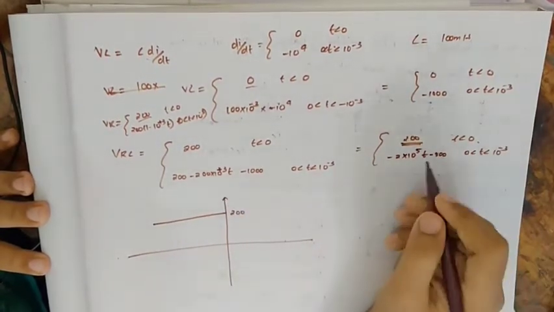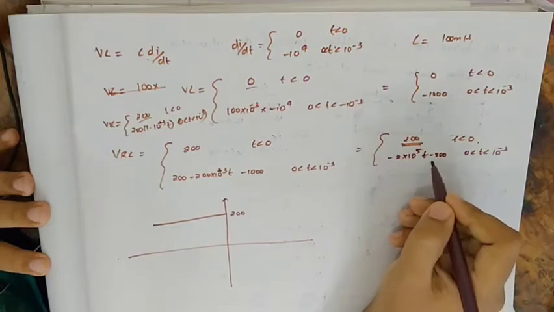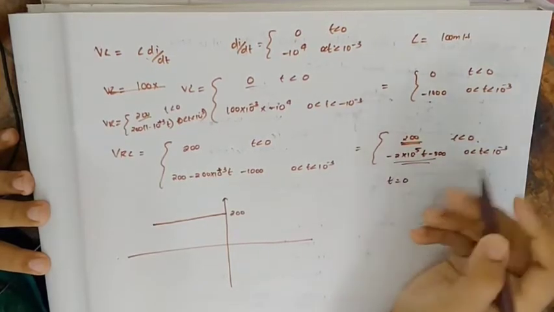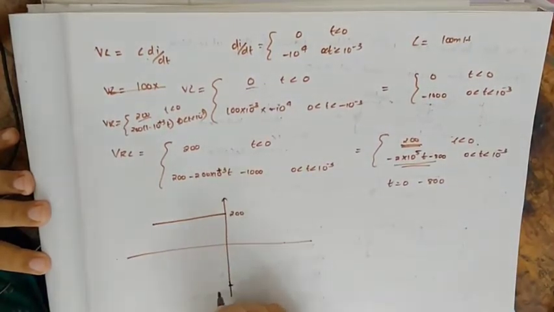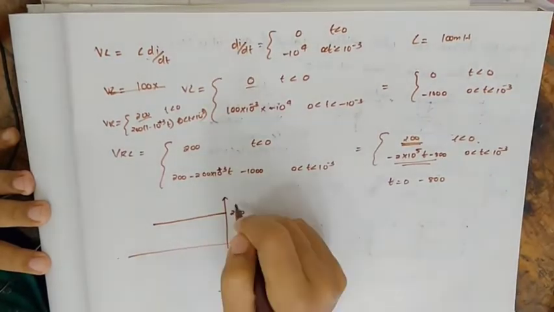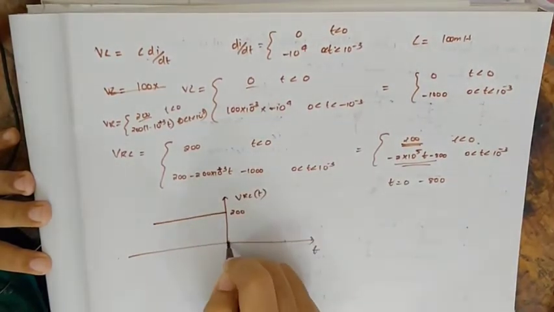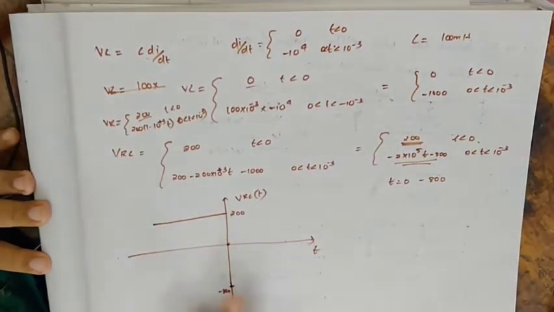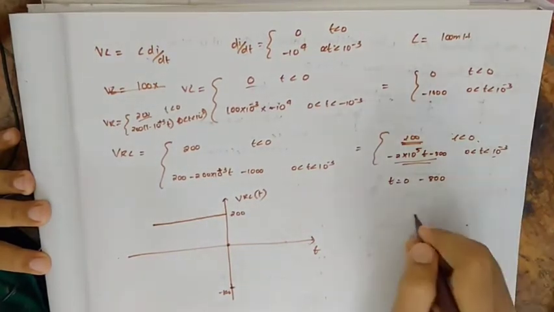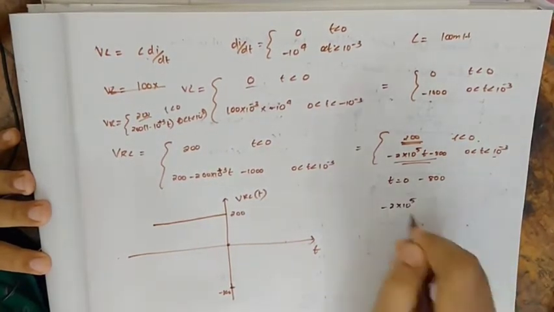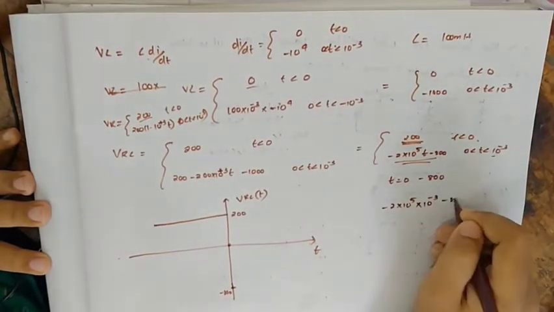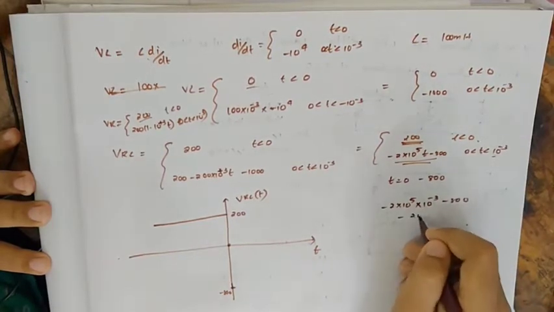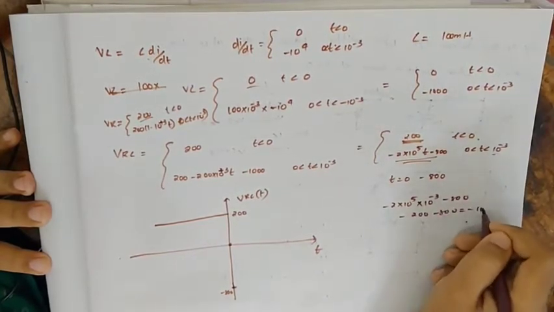Okay, and for t equal to 0, what happens when t is equal to 0? This is the case that is minus 800. So it will start from minus 800 when t is equal to 0. So this is t and this is VRL of t. It will be equal to minus 800 for t equal to 0, and when it is 10 raised to minus 3, what happens? Instead of t we write 10 raised to minus 3, minus 800, right? So that is equal to minus 200 minus 800, that is equal to minus 1000.